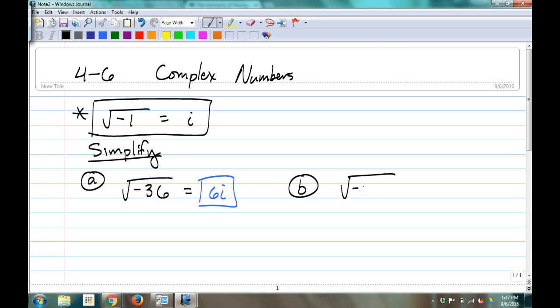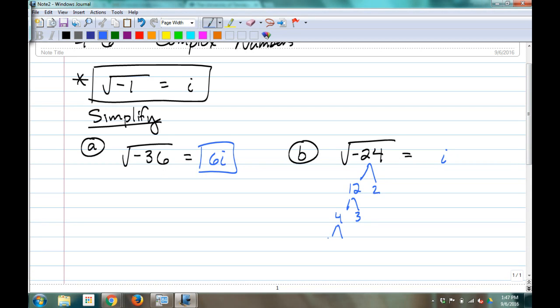Where it gets a little bit tougher is maybe there's a -24 there. Well, I know it's a negative number under the square root, so I know what for sure is going to come out: an i. But then I'm going to break down 24 the same way we did last week. 24 is 12 and 2, 4 and 3, 2 and 2. So it's a pair of 2s. A 2 is going to come out with that i, and there's a 6 left over inside. That turns into 2i radical 6. And it's a complex number because it's got the i part there.